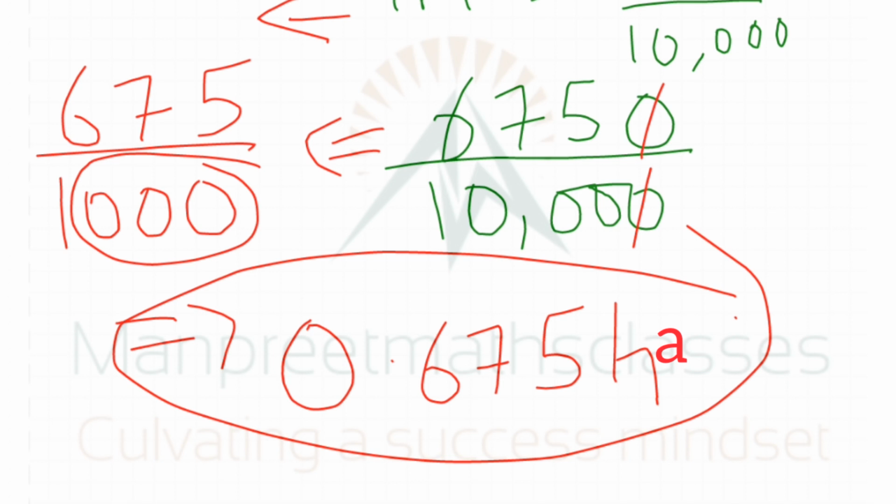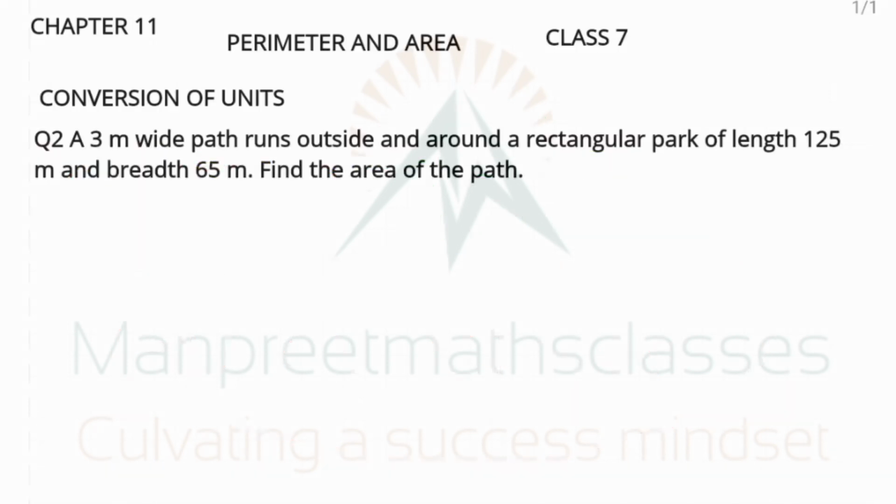Now let's move on to the second question. Question number 2 is: a 3 meter wide path runs outside and around a rectangular park of length 125 meter and breadth 65 meter. Find the area of the path.